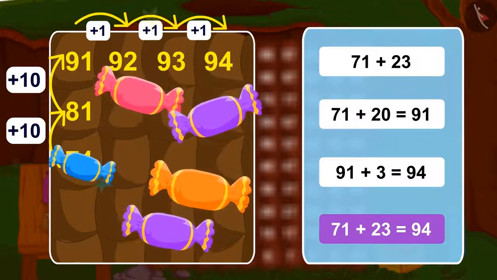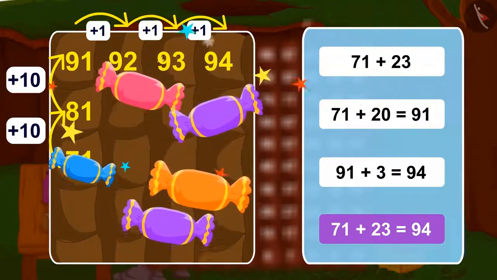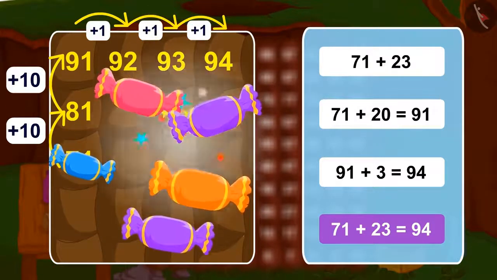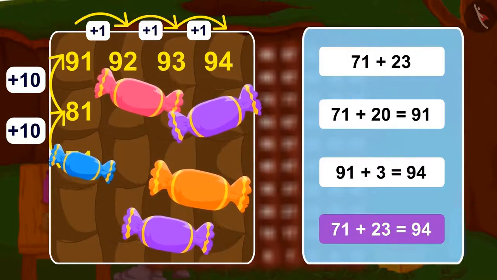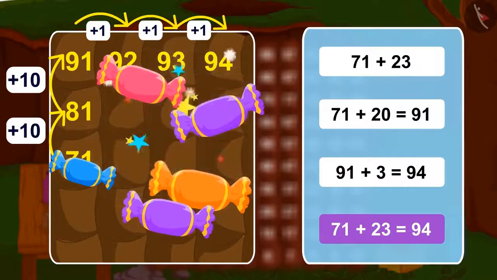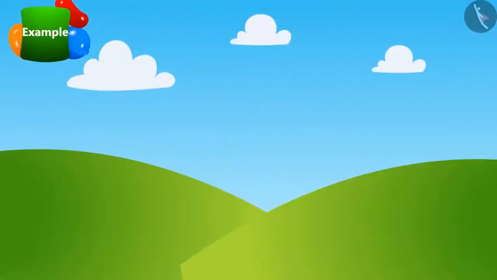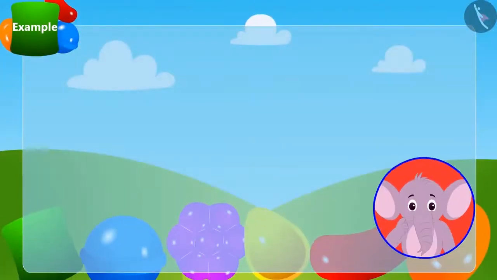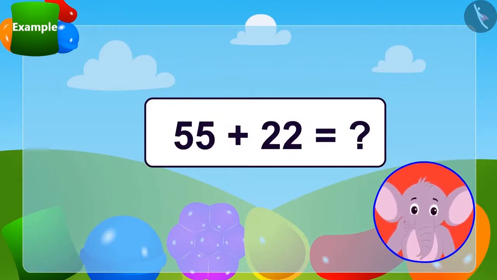Wow! We found what was hidden in the house. Bunny's mother had hidden toffee for Bunny in the rooms of the house. Children, you too can make a grid like Bunny's house and then try to find the answer to this puzzle.